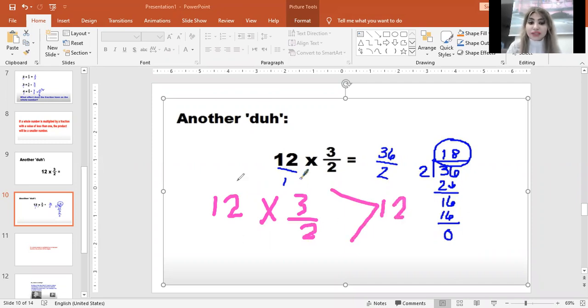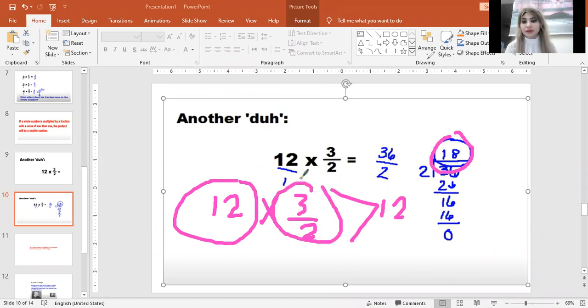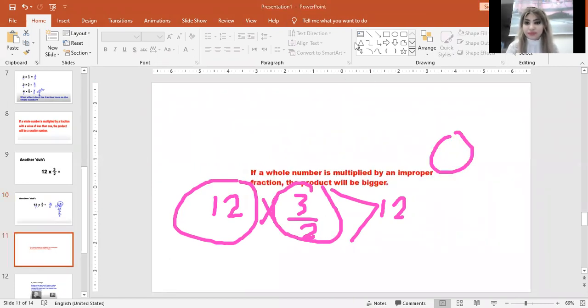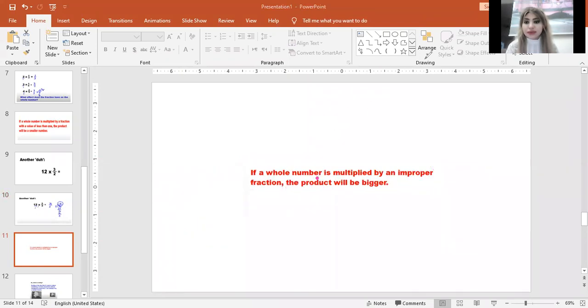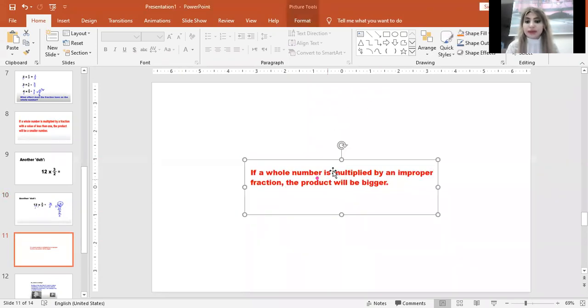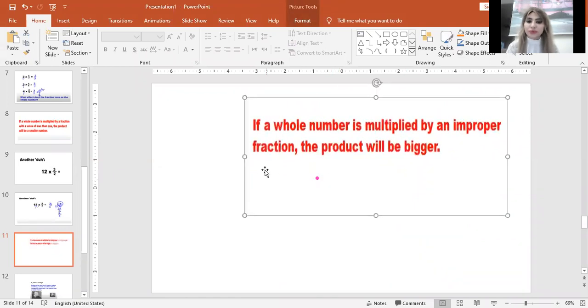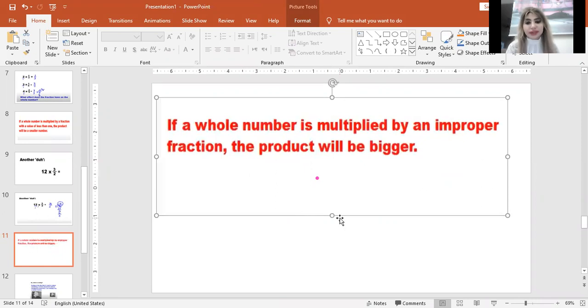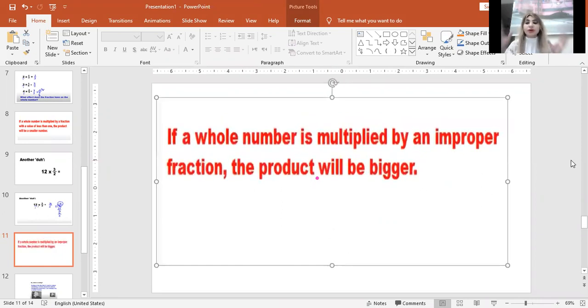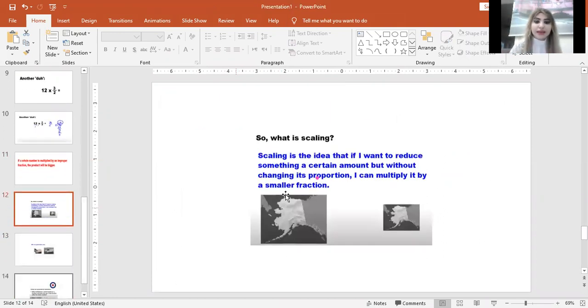It is greater than the first number that I multiplied because it is 18, because 3 over 2 is greater than 1. So my second rule is: if a whole number is multiplied by an improper fraction, the product will be bigger. Retain it, save it, write it in your copybook, put it in your room. It's very important.